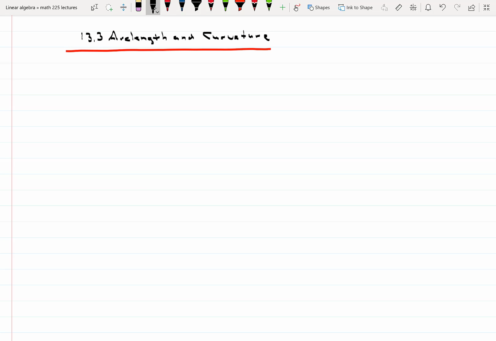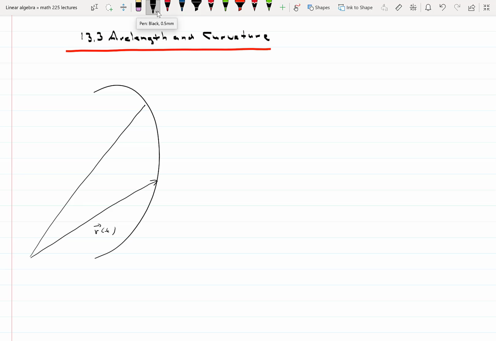Consider from 13.2 a space curve, and consider the position vector r of t pictured here. Suppose this is the position vector at some time t, and then here is the position vector at some time t plus a small increment in time.